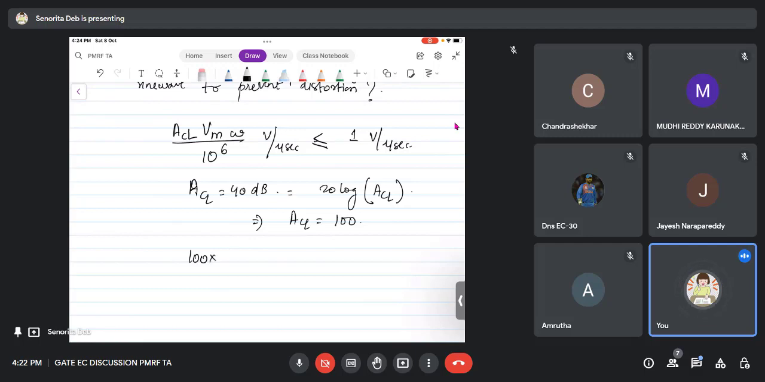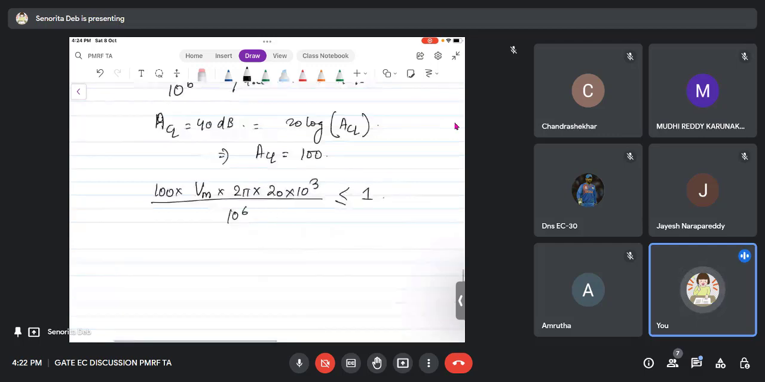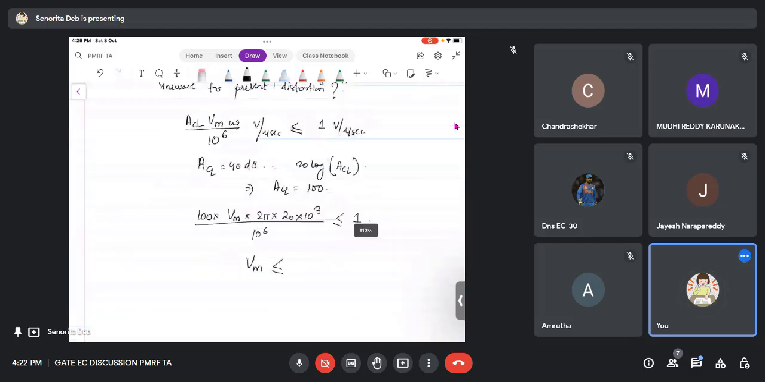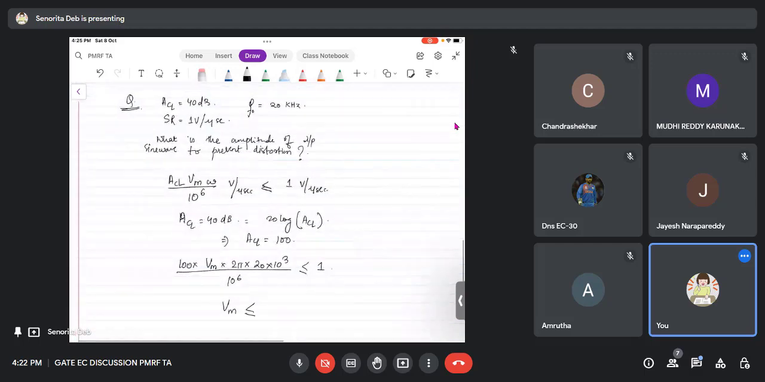So 100 into Vm into 2 pi f naught, f naught being 20 kilohertz, upon 10 to the power 6. This should be less than or equal to 1. Can you solve and tell me what Vm you are getting? Anybody? Please quickly put in the values and let me know.